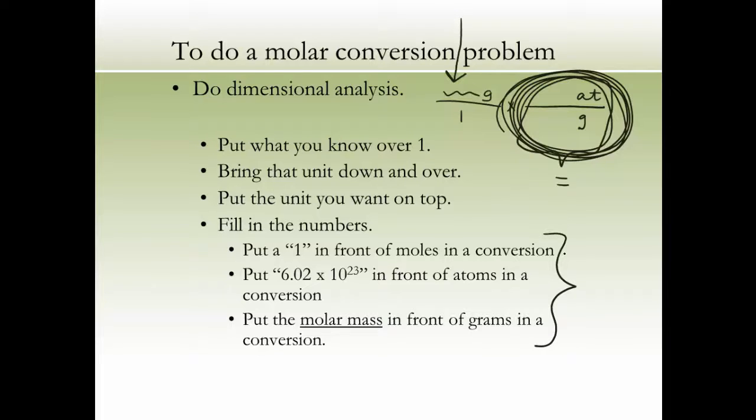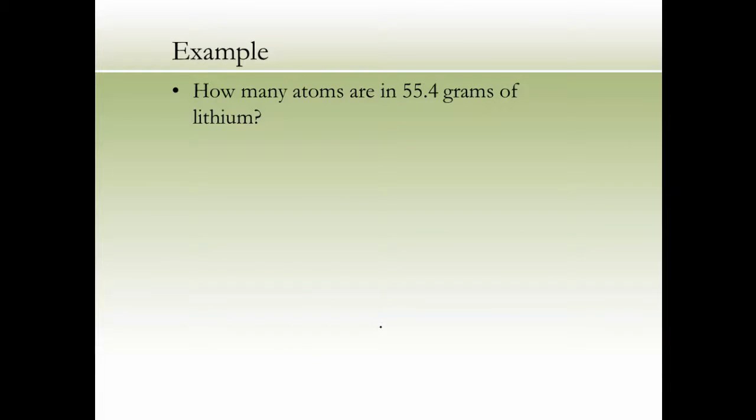If it's a mole, you put a 1 in front of it. If it's atoms, you put 6.02 times 10 to the 23rd in front of it. And if it's grams, you put the molar mass of that element in front of it. Okay, so let's walk through this example together. How many atoms are there in 55.4 grams of lithium? Here we begin by putting what we know over 1, 55.4 grams of lithium. We know we're going to do a conversion, so we draw our line for our ratio. We bring down the unit, grams of lithium, and we put the unit that we want on top, atoms. And then we plug in our numbers.